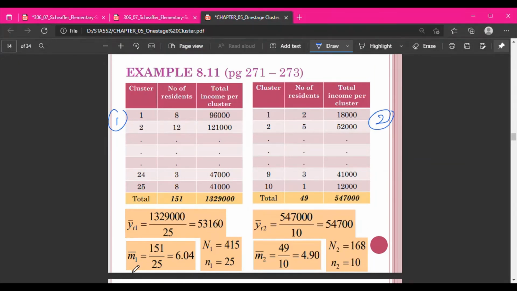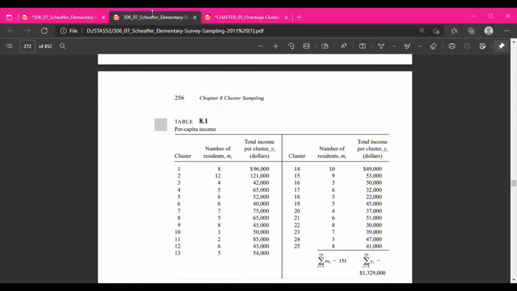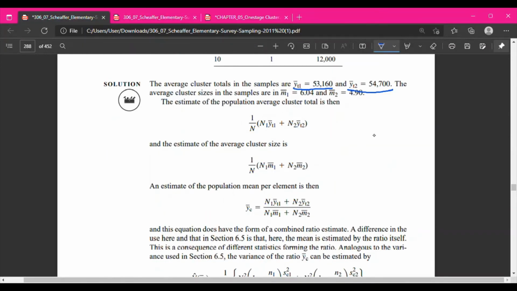Okay, this is the way how to find that. Okay, so untuk dapatkan small m bar, sama macam sebelum ni, summation of the mi divide dengan small n. Okay, we need to find this for the both strata. Okay, so we will use this formula untuk dapatkan y bar c. Okay, this formula tadi lah. Okay, capital N1 multiply dengan y bar T1 for the first strata plus dengan N2 y bar T2 for the second strata. Divide dengan N1 M1 bar for the first strata plus N2 M2 bar for the second strata.